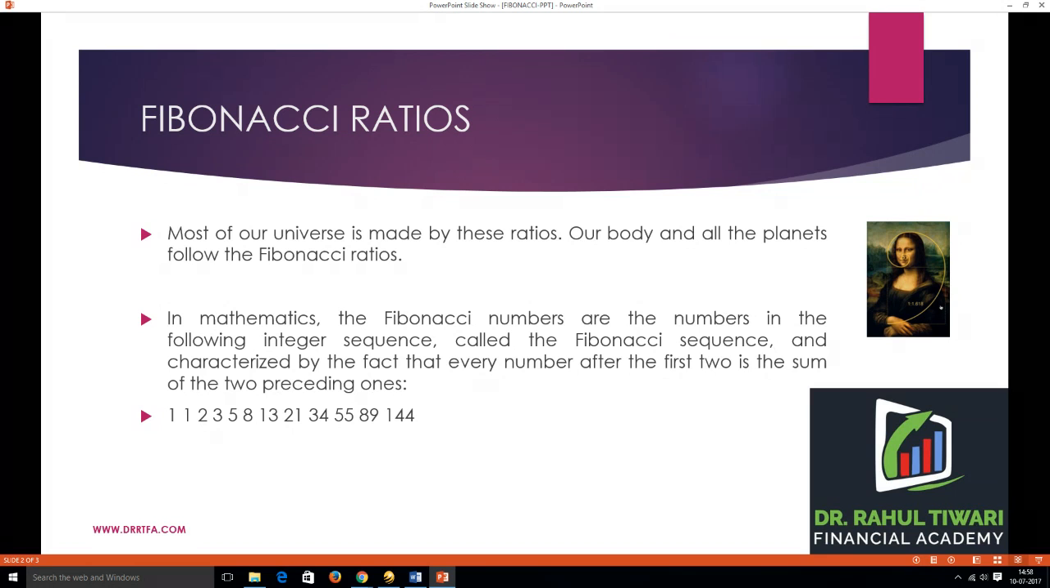the main Fibonacci ratios. In mathematics, the Fibonacci numbers are the numbers in the following integer sequence called the Fibonacci sequence, characterized by the fact that every number after the first two is the sum of the two preceding ones. Like here, 5 is the sum of 2 and 3, 8 is the sum of 3 and 5, 13 is the sum of 8 and 5, 21 is the sum of 13 and 8, 34 is the sum of 21 and 13, 55 is the sum of 34 and 21, and so on.